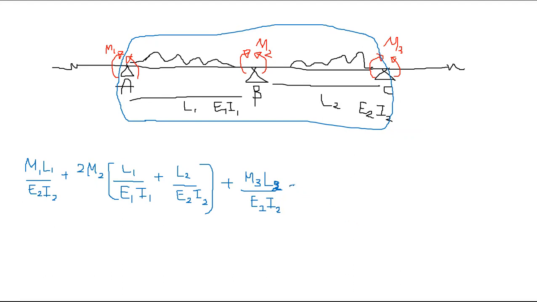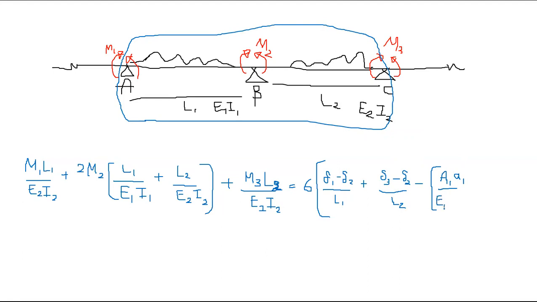If you write it like this, equals 6 times, within brackets, delta 1 minus delta 2 over L1 plus delta 3 minus delta 2 over L2 minus, inside that brackets, A1, simple A1. I'll define these terms, don't worry.